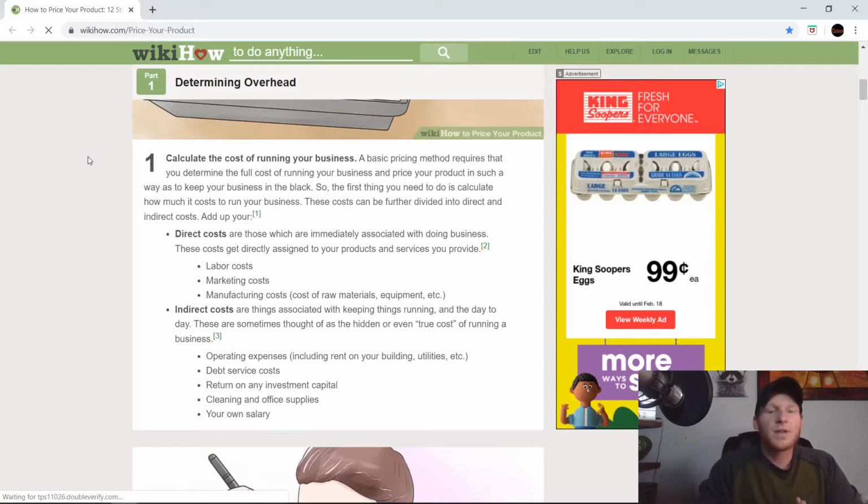Indirect costs are things associated with keeping things running and in the day-to-day processes. These are sometimes thought of as the hidden or even true cost of running a business. Operating expenses, including rent on your building, utilities, whatever that may entail. Debt service cost, return on any investment capital, cleaning and office supplies, and of course your own salary. Now for some of us, we may not take a salary in the beginning, and a lot of times that's smart, especially if you have a way to offset your income and live a manageable life so that you can reinvest all the money that the company makes back into itself to grow.